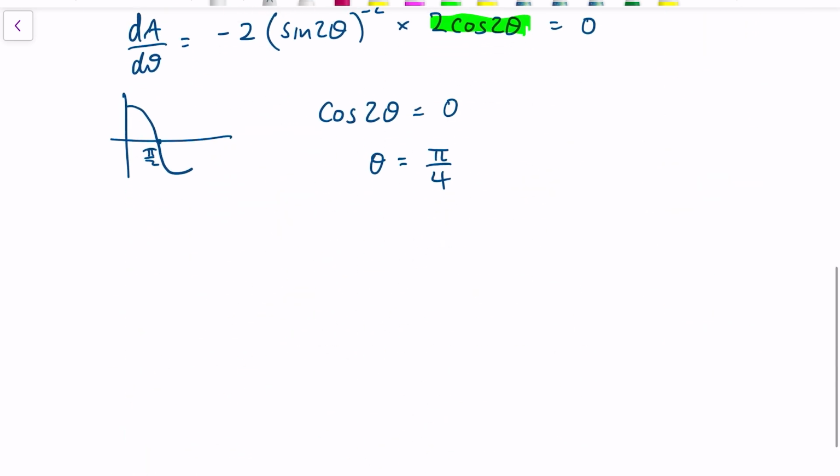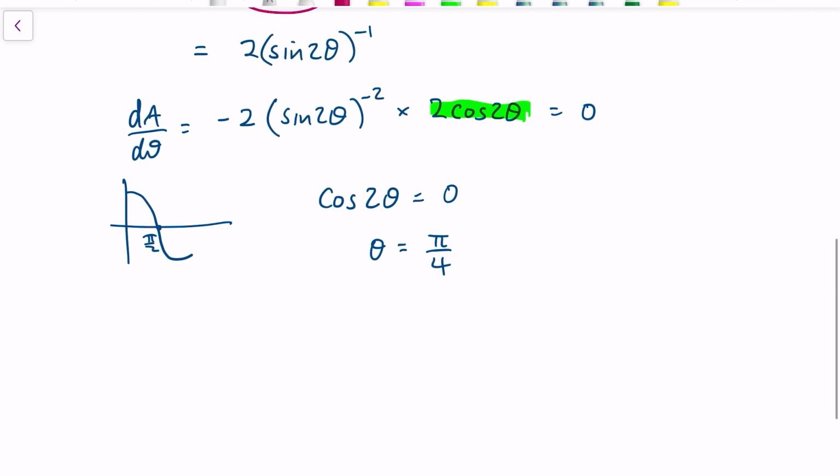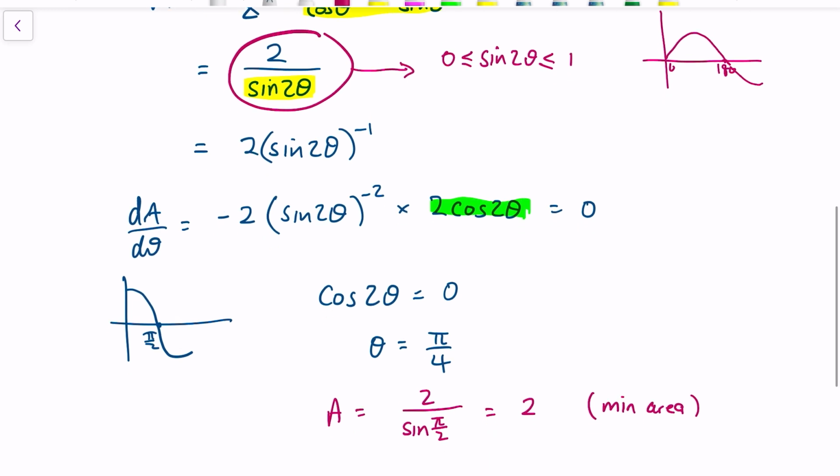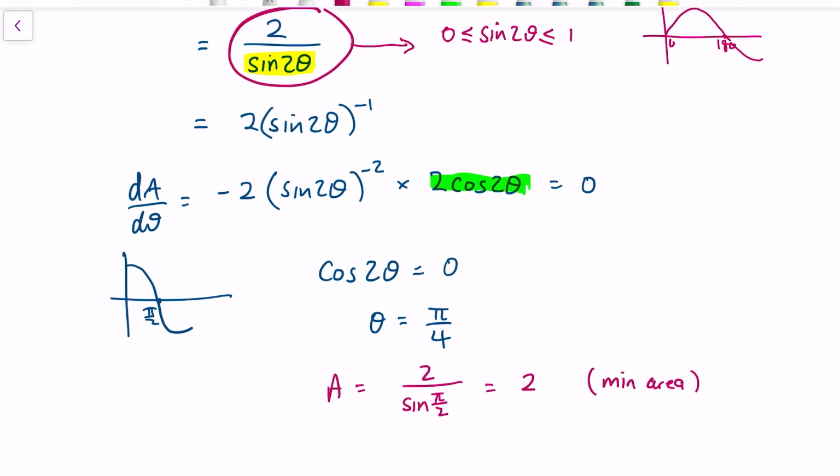And we get that down here when theta is equal to pi over 4. We substitute pi over 4 into the area expression, and we get 2 over sine of 2 times pi over 4, which is pi over 2, and that equals 2. That is a minimum area. I guess we could use derivative tests to prove it, but the logic also holds.